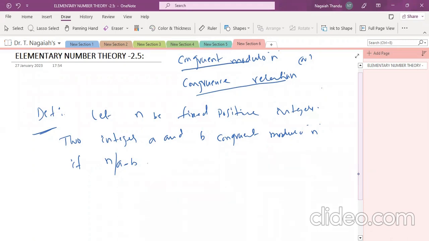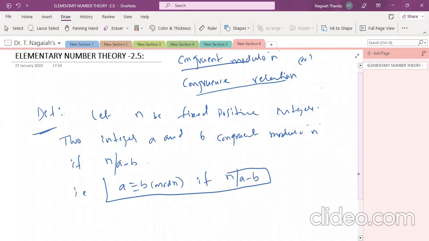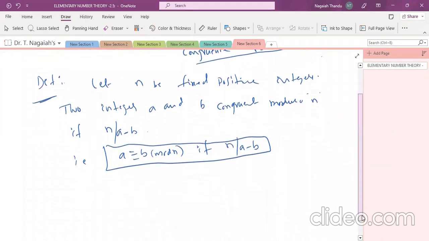How can we write this? A congruent to B modulo n exists when n divides A minus B. A congruent to B modulo n if n divides A minus B. You observe here both A and B are integers, and n is a fixed positive integer. Right?